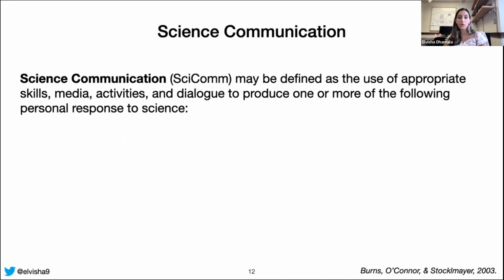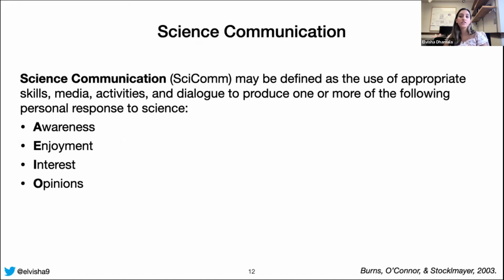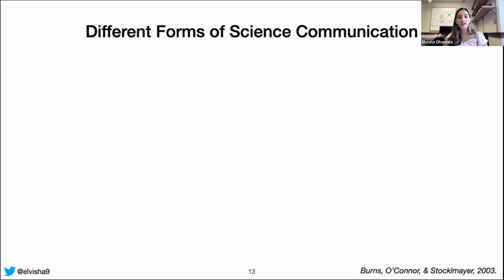So just as a quick recap, science communication serves to foster awareness, enjoyment, interest, opinions, and understanding. And all of these goals are deeply intertwined and affected by one another. So I've said a lot about what science communication is, but we haven't really talked about what it can look like. Does anyone have any ideas about that? I'll give you a little bit to think about it, and feel free to throw your ideas in the chat.